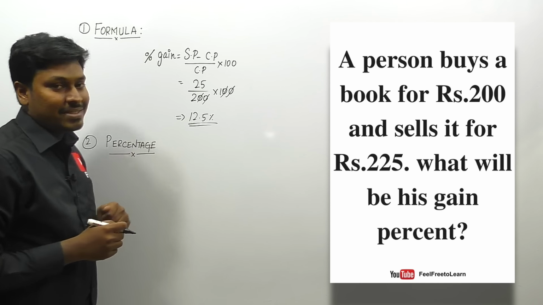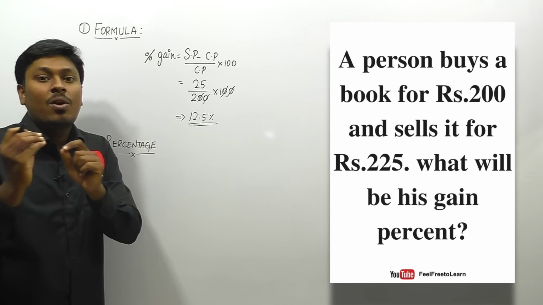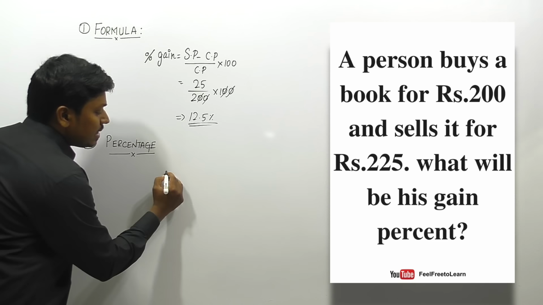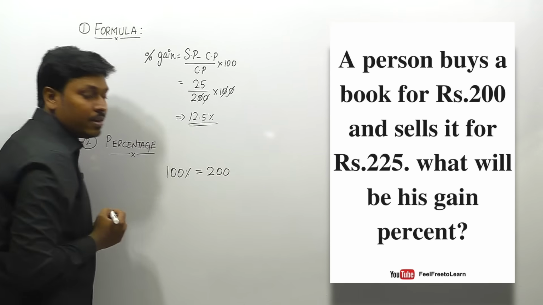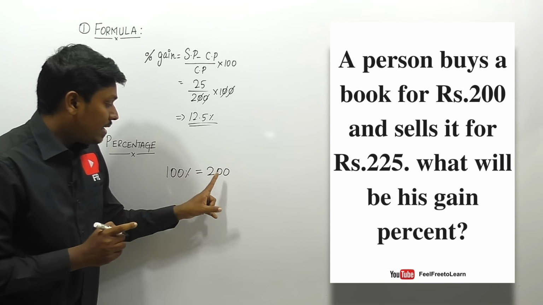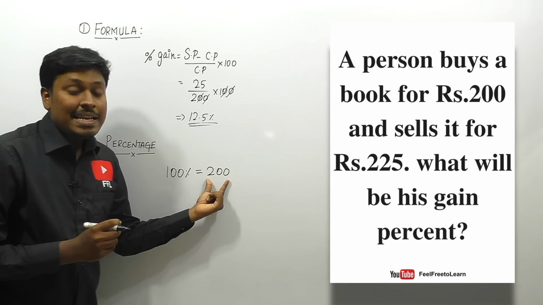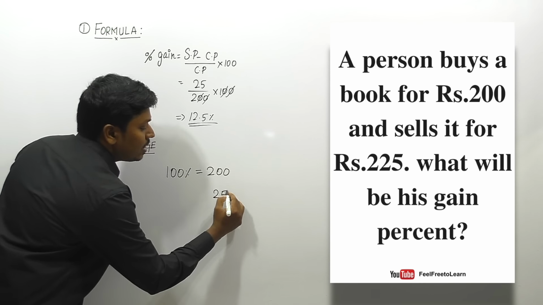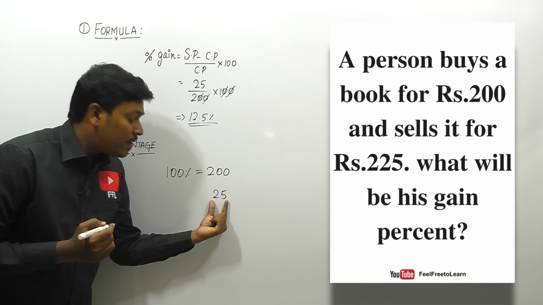So let me move on to the percentage method. So friends, in the basic itself, I have told you one thing. Always take a cost price as 100%. Here the cost price will be 200 rupees. So we can say that 100% will be the cost price is equal to 200 rupees. Friends, always cost price should be 100%. So 100% cost price is equal to 200. So friends, listen carefully. Cost price is 200, selling price is 225. So we can say that 25 rupees will be its profit, right? So 200 will be the cost price, 225 will be the selling price.